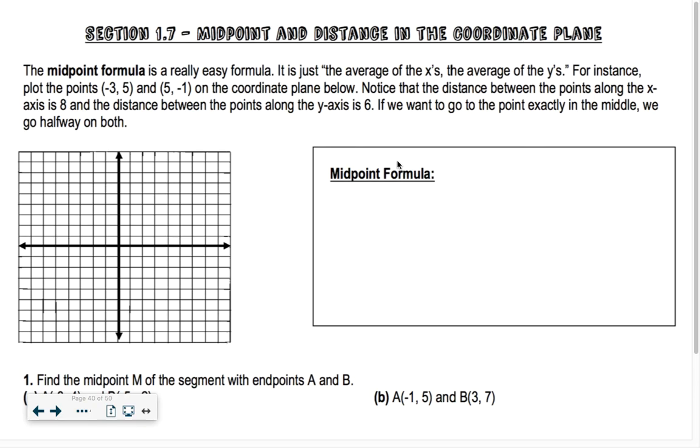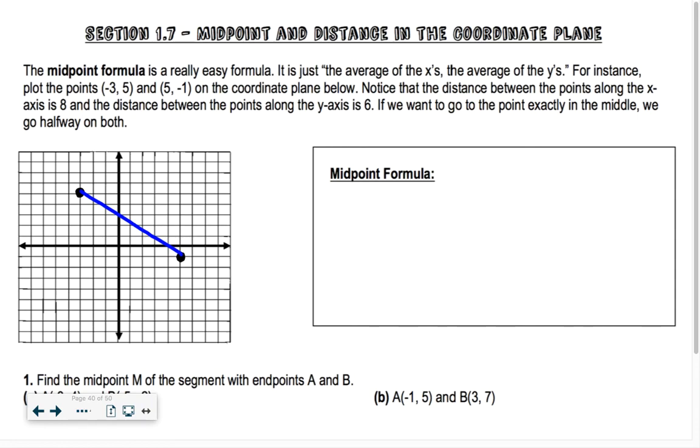So it says the midpoint formula is a really easy formula. All we have to do is find the average of our x values and the average of our y values. So for instance, let's look at a picture so you guys can figure this out. If I have negative 3, 5 and 5, 1, negative 1 here, and I want to find the point that is directly between those 2 points, the midpoint. So a point somewhere on this line that's directly between them. It's basically halfway over for the x's and the y's.